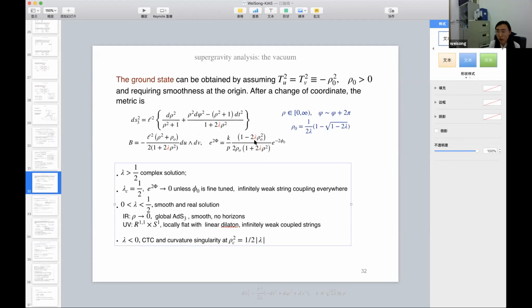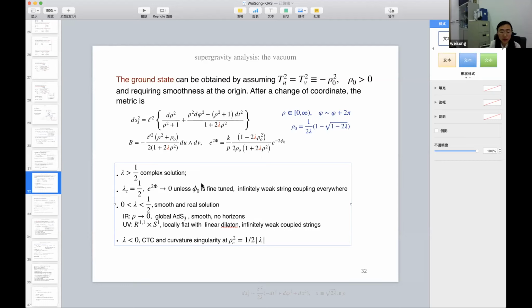lambda has a critical value. And this lambda is precisely this combination of the deformation parameter I mentioned before, and the critical value is a half. When lambda is greater than a half, the dilaton will become complex. And when it's in between, then it's smooth and we have a real solution.